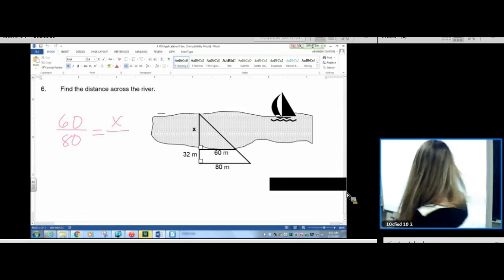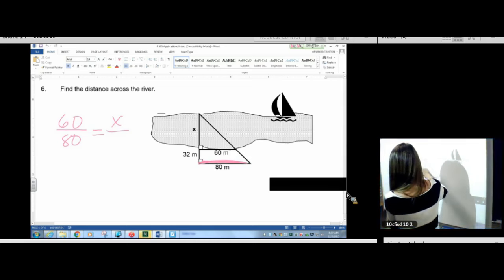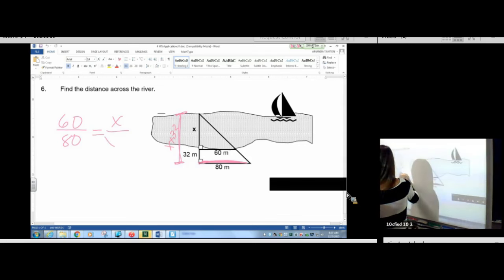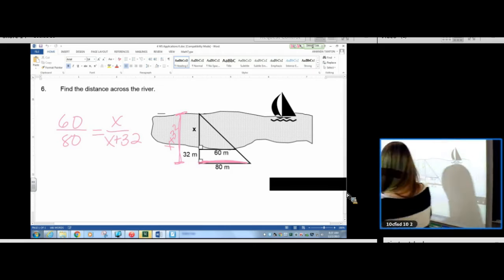Good. You would add them together. 80 is a whole side. So you need to compare it to a whole side. And that's where we could make a mistake. Do you need me to work out the math?